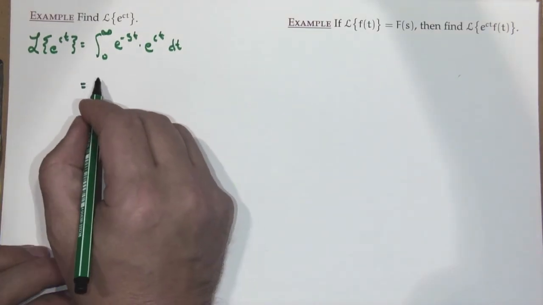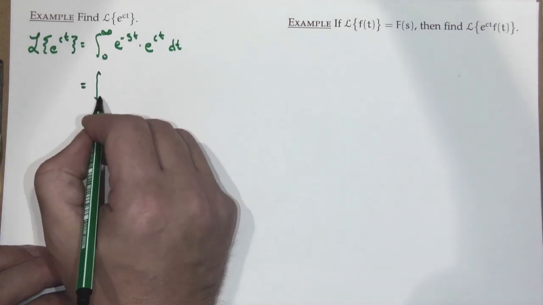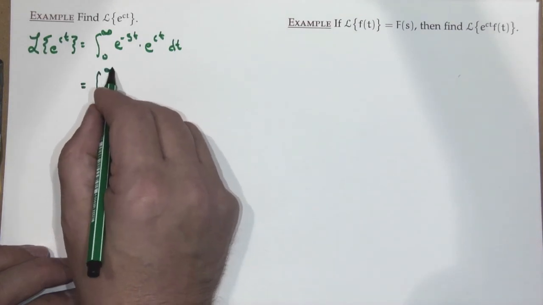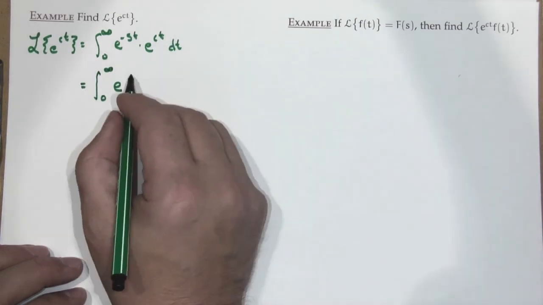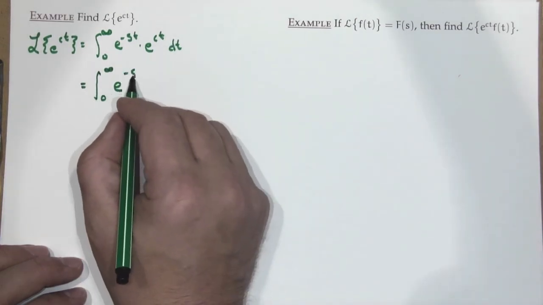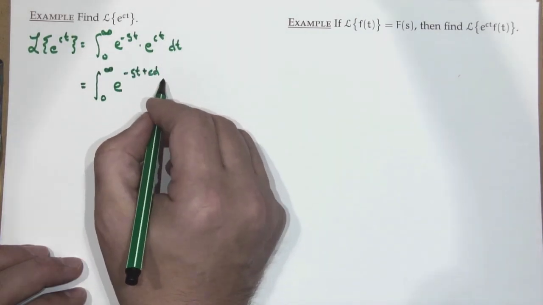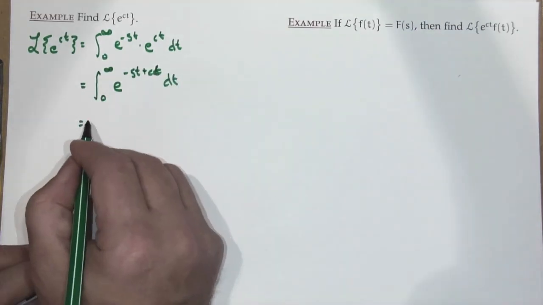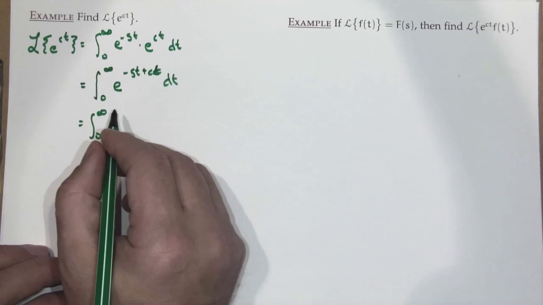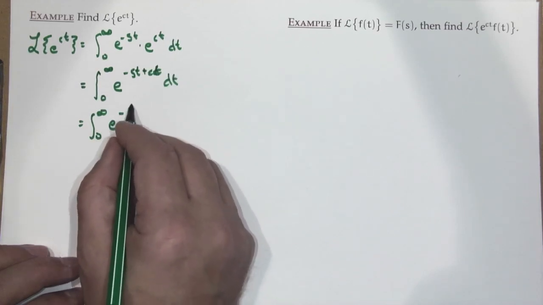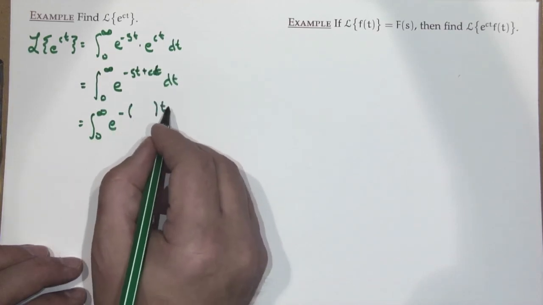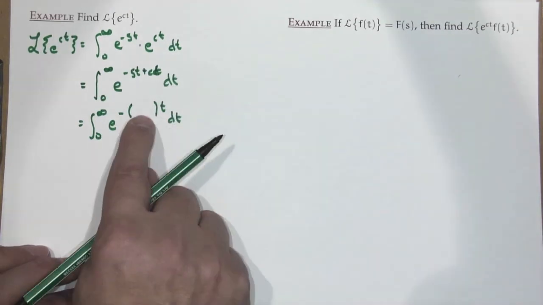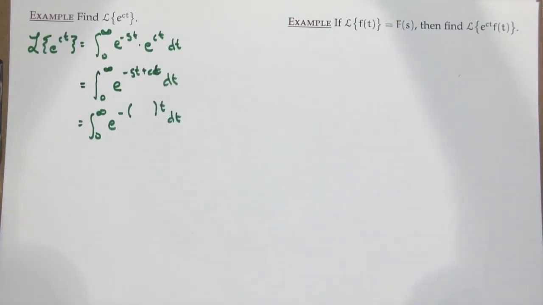All right, so this is the integral from 0 to infinity of e to the minus st plus ct dt. Well, we can do something a little bit better than that. We'll write this as e to the minus something t dt. What goes in the parentheses? S minus c.